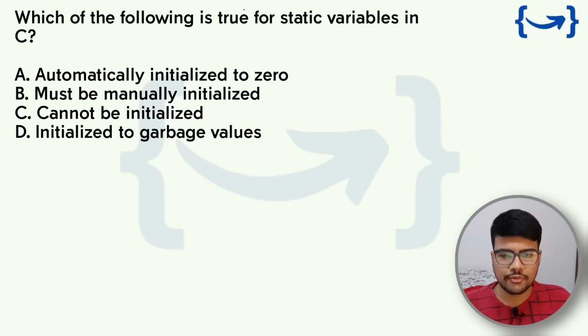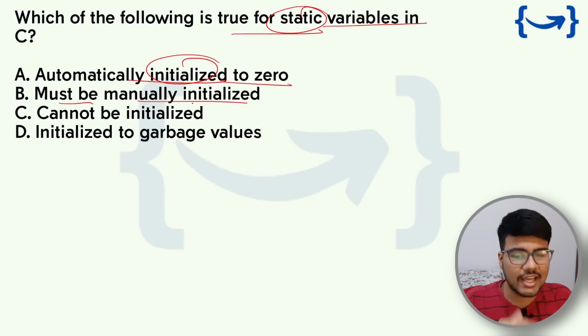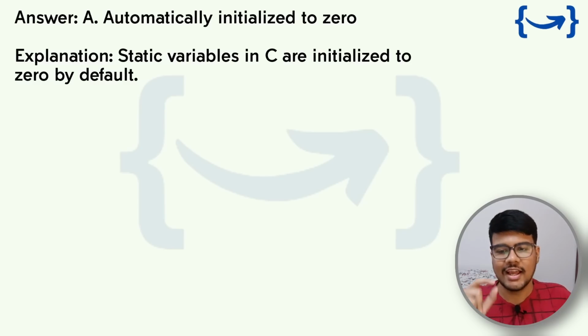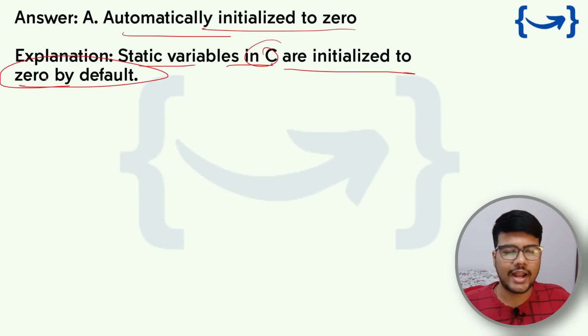Now, which one of the following is true for static variables in C? Automatically initialized to 0, static variables must be manually initialized, or cannot be initialized, garbage values. I know this is something you might study in your very first semester, and the right option is: automatically initialized to 0. Static variables in C are initialized to 0 by default.